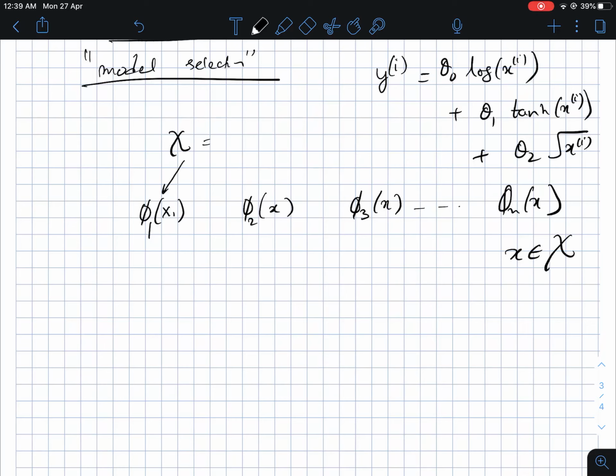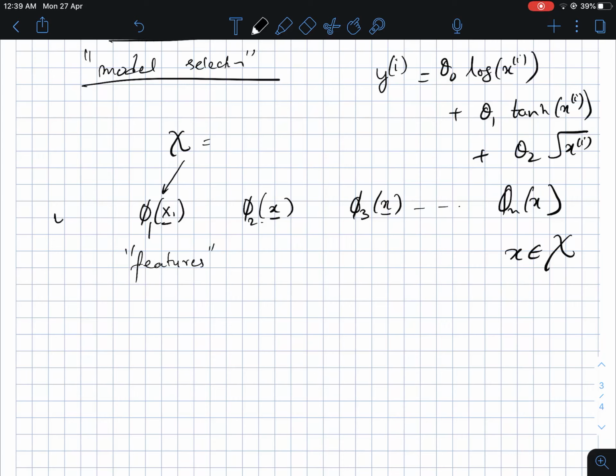For example, if X is a set of images, phi1 of x could represent how blurry the image is, phi2 of x could represent the average brightness of the image, and phi3 of x could represent how much variation there is in the brightness across the image. Or many other parameters that you think are relevant. These are called the features.